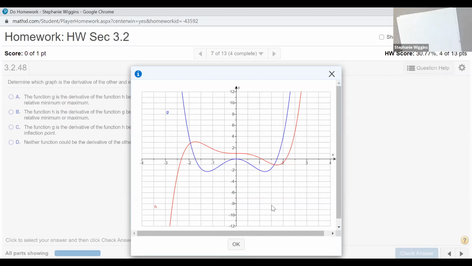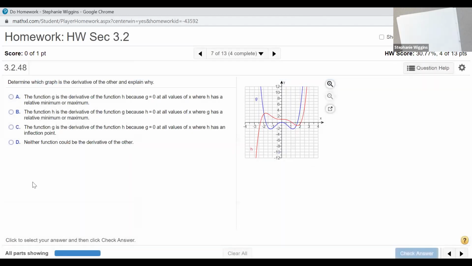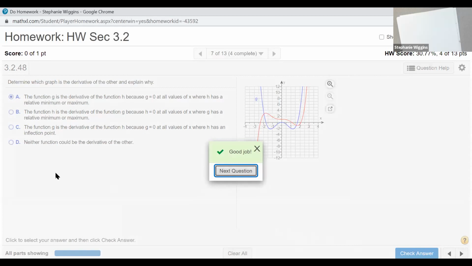So based on what I'm looking at, the blue curve is the derivative, and the red curve is the actual function, that g is the derivative of h. That's what I'm seeing here. So let's go back to our choices. And actually, that's exactly what this says. The function g is the derivative of the function h because g equals 0 at all the values of x where h has a relative minimum or maximum. So the choice is obviously A. I didn't even have to read the other choices. Okay.